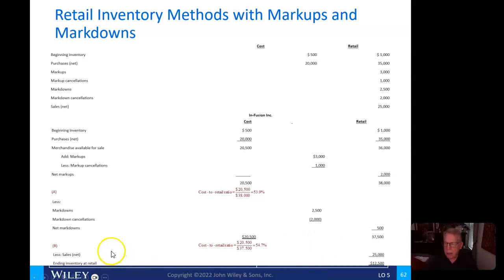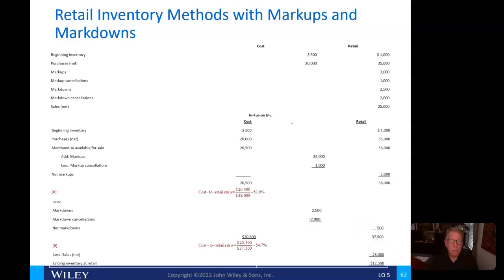Now we can calculate our net markdowns as a cost to retail ratio of 20,500 divided by 37,500. That gives us 54.7%. And so now I can multiply that through and subtract out my net sales here. And that's going to give us our ending inventory at retail, $12,500.